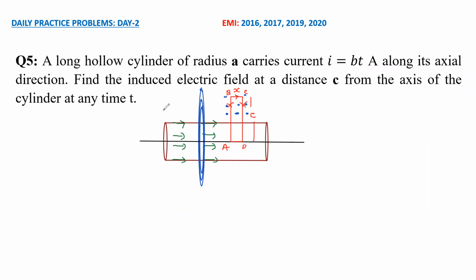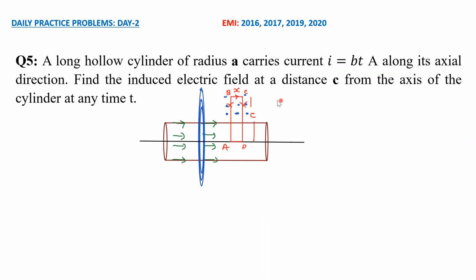Try to understand this question. Don't mind the diagram. Read the question properly, and then try to understand my solution. So here there is a long cylinder, and current is flowing along its axis. So this is the current, and such a current will cause magnetic field lines which are circular around it, but the magnetic field inside the cylinder will be 0. Now the magnetic field which is outside is changing with time, and so it does cause an induced electric field.